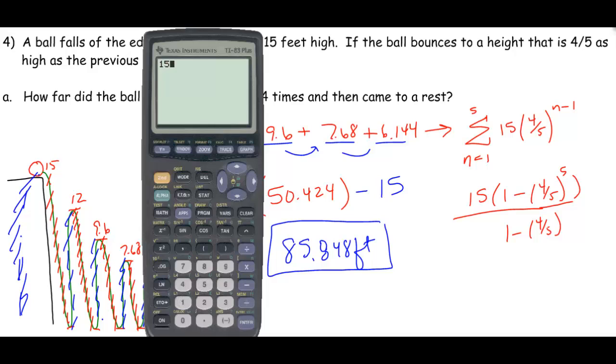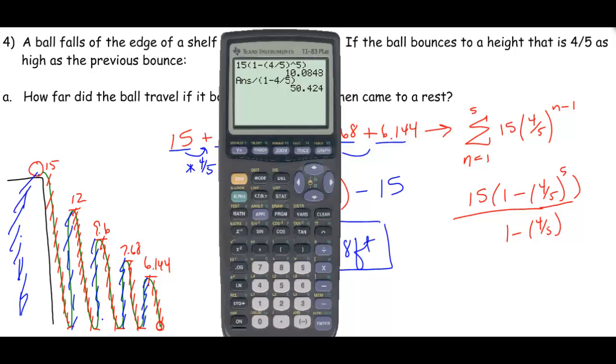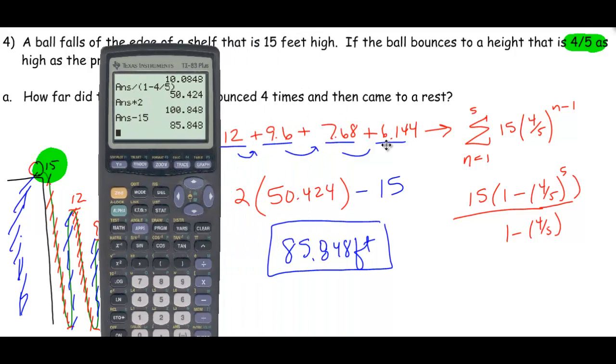So I'm going to do 15 parentheses 1 minus in parentheses 4/5 raised to the 5th power, close the parentheses, enter. I like to do just the numerator, divided by, in parentheses, 1 minus 4/5. You can put that in parentheses if you'd like. 50.424, and I could do that with only knowing where I started and my common ratio, which is 4/5. Now I know that that gives me one side of the bounce. I double it, but I know that I didn't double my original height, so I subtract 15, and that's how you can do it without writing out each of your sequences.